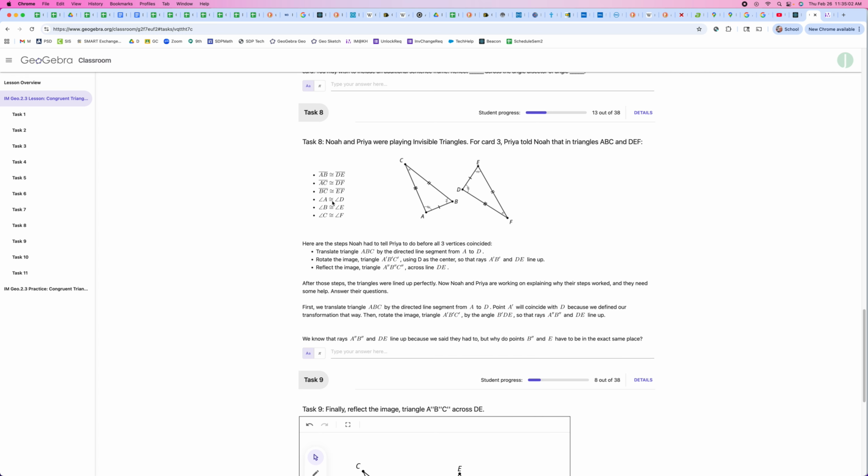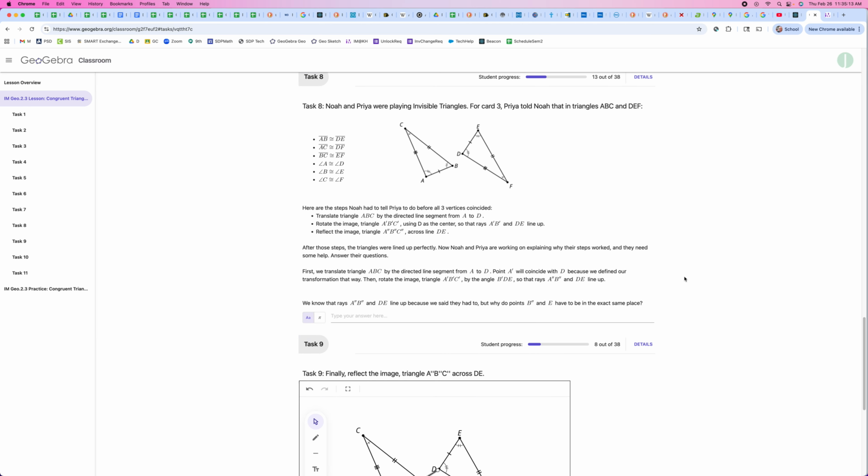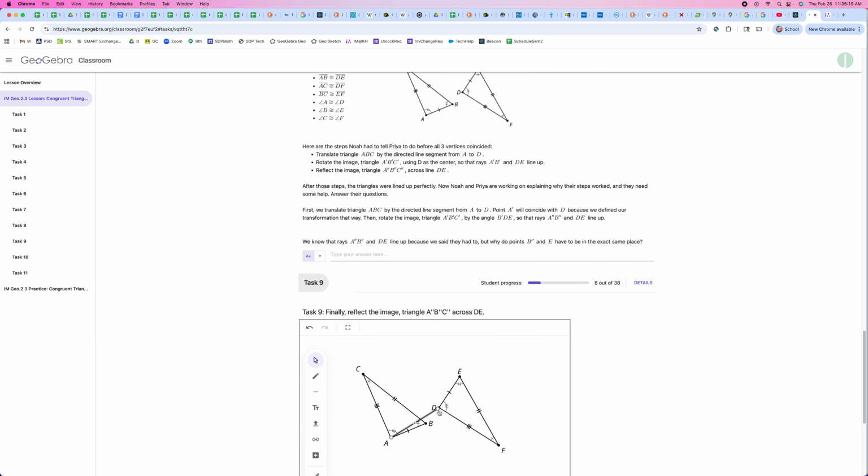It even says it over here. Angle A is congruent to angle D. Angle B is congruent to angle E, and angle C is congruent to angle F. Okay, so he says, I'm going to put A on D. That's what he does. He moves this triangle, ABC, up here so that A sits perfectly on D. Now, I'm going to have a hard time drawing this, but you guys can get an idea.